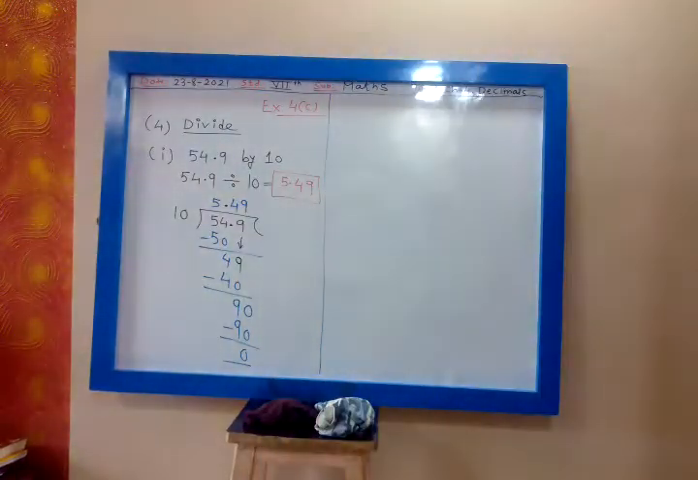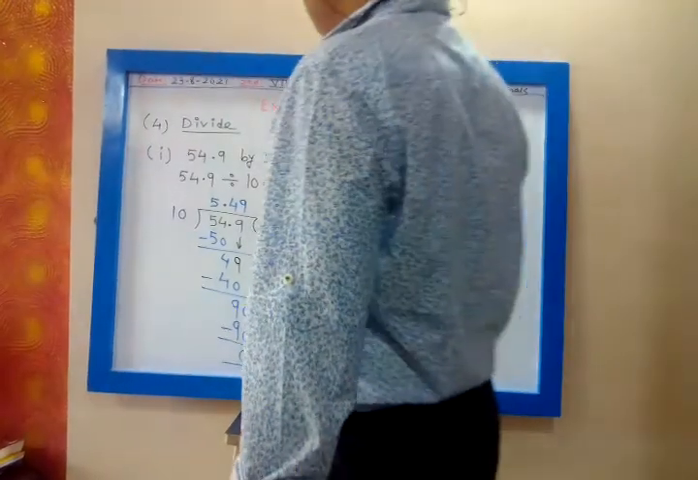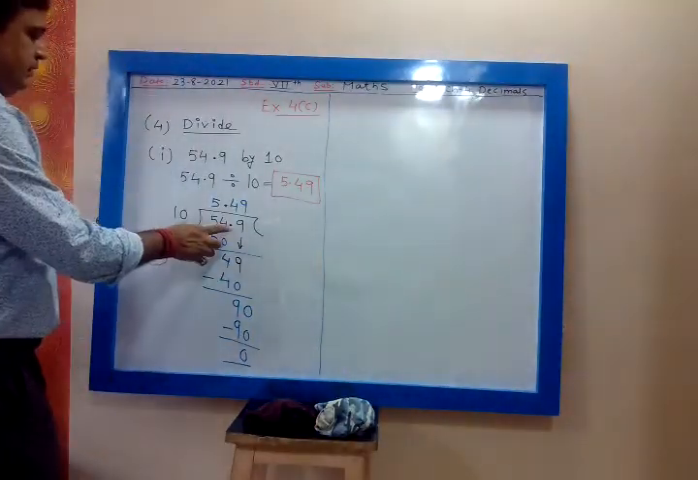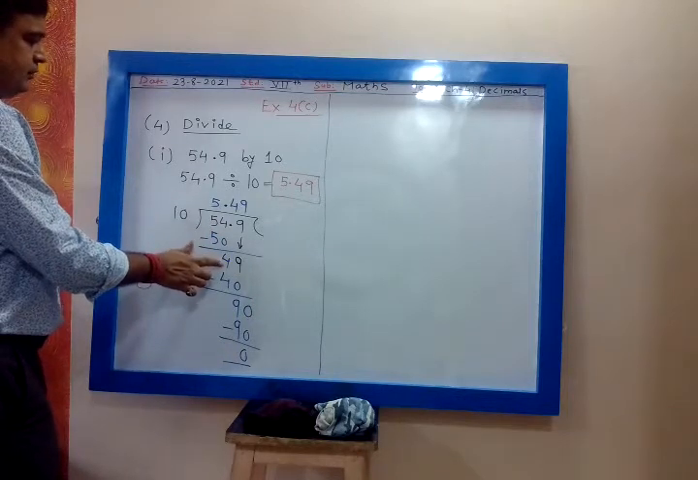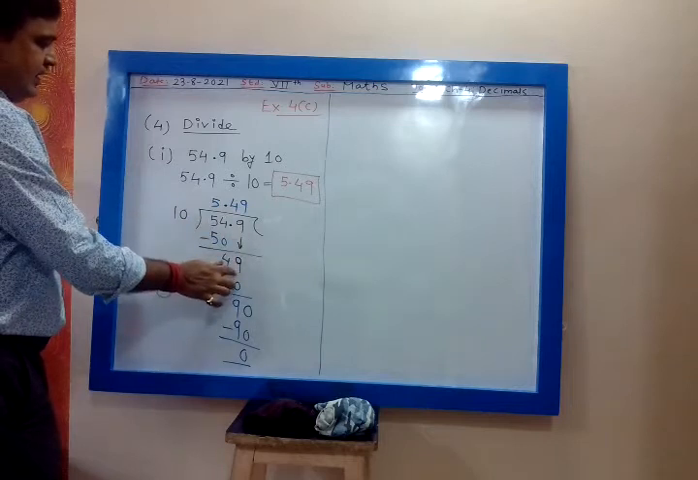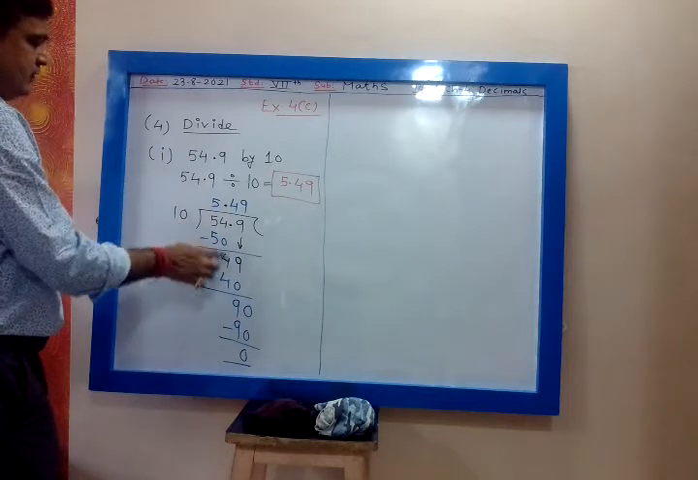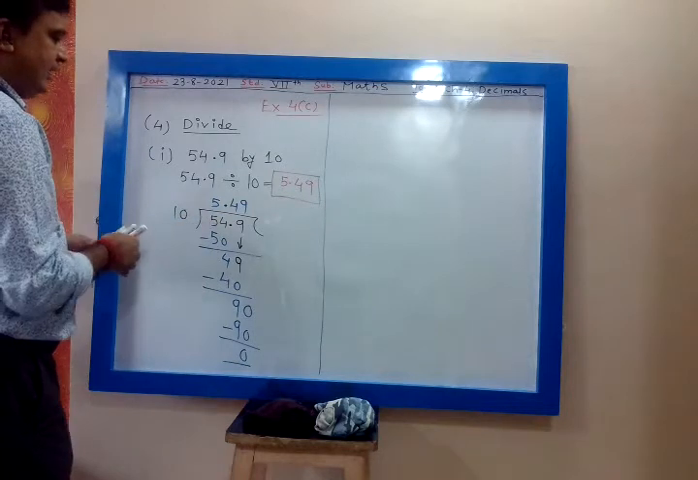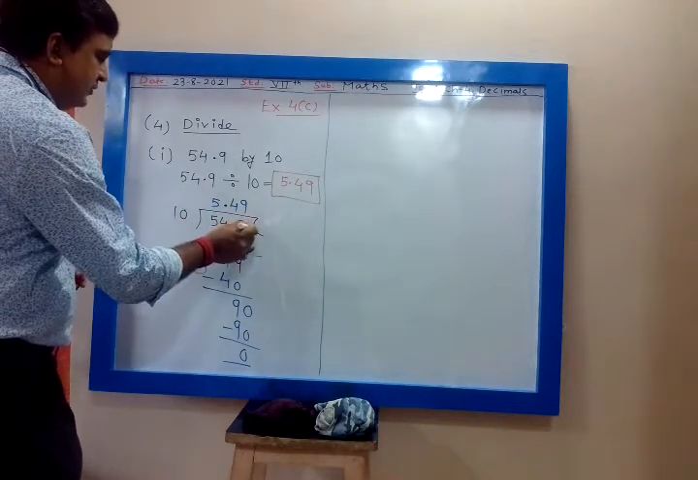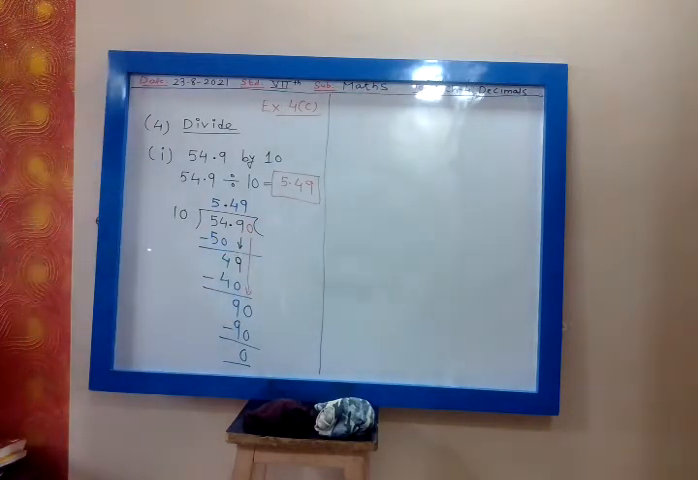The answer is 5.49. So you have to keep on dividing. See, before decimal it is 54. So 10 fives are 50. Then 4 is smaller than 10. So 9 is carried, but 9 is after decimal. So one decimal I will put. Then 10 fours are 40. Then 9. See, 54.9 I can write 54.90 also, no? Yes or no? Yes. So 0 is carried, 90, 10 nines are 90.